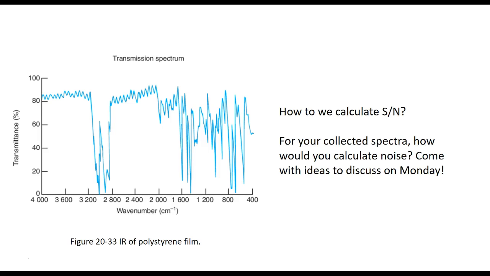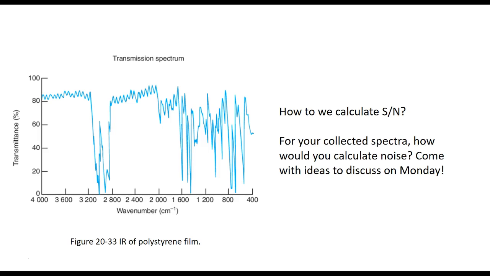Now, are those signal? Well, the only way we know they're signal is if we can figure out what the noise is. Then we can calculate our S over N. How are we going to do that? That's what your job is. We're going to talk about some noise and some signal for a bit at the start of class on Monday. Think about your collected spectrum. How do you calculate the noise? Have you even looked at the noise?